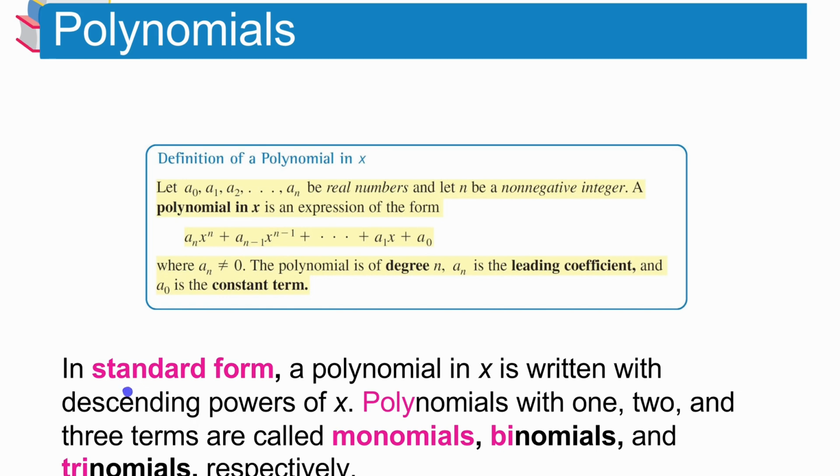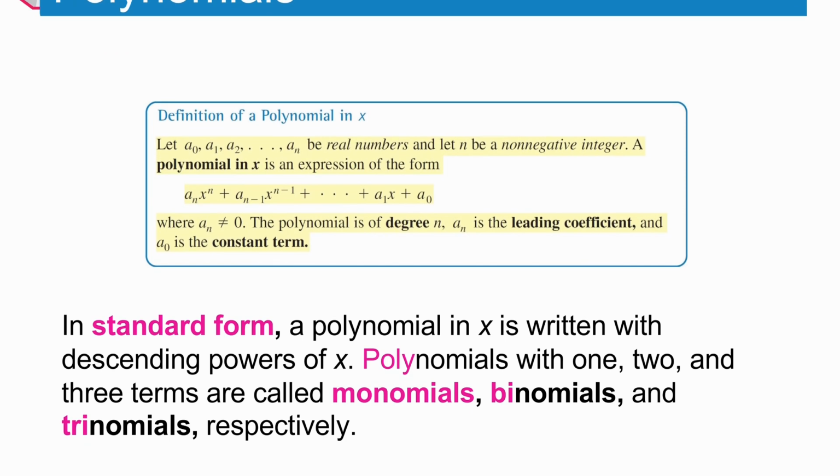When we're in standard form, that means that we have descending powers, so the highest powers are first, and then you go down all the way. This is understood to be like x to the 0th power. This is x to the first power. You would have x to the second and x to the third, and then your highest power. We would say this is an nth degree polynomial because the highest power is n.